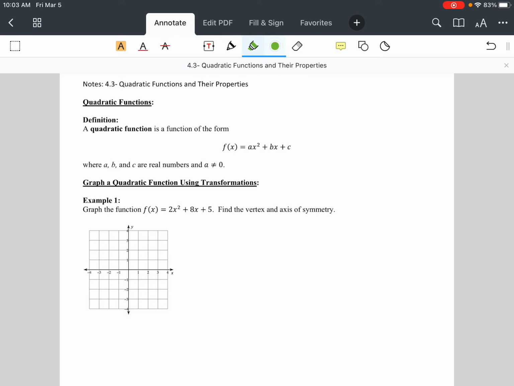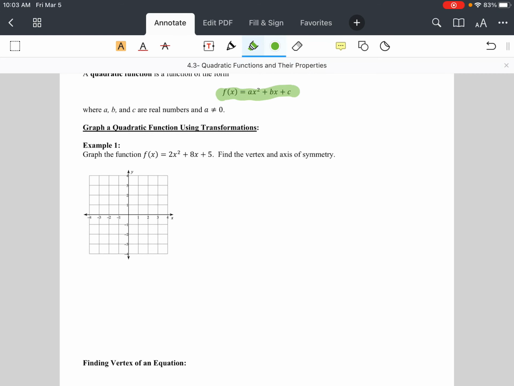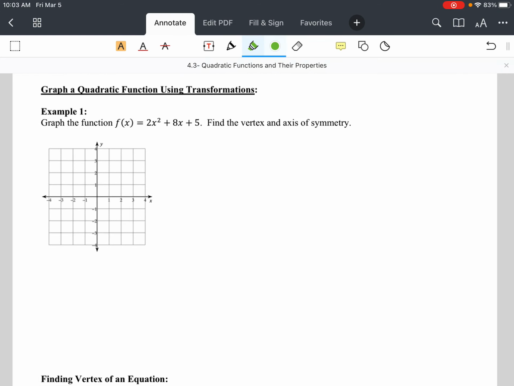All right, so let's start off by defining what a quadratic function is. A quadratic function is a function in the form of a quadratic, right? So we've got f of x is equal to ax squared plus bx plus c, where a, b, and c are just some real number, and a is just not equal to 0. And that's just because we can't divide by 0.